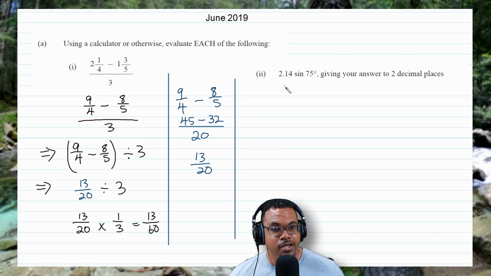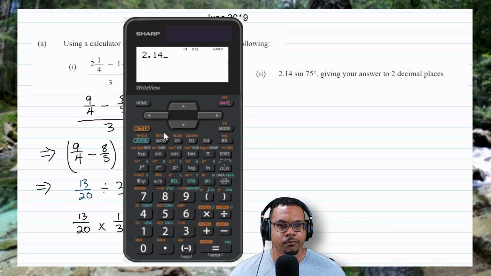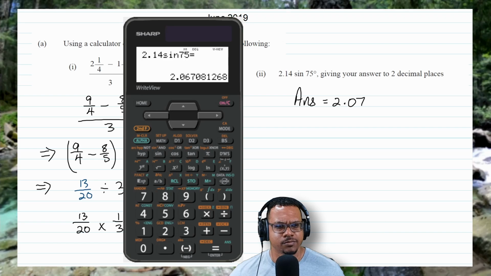All right, so for part 2, we had to work out what is 2.14 sine 75 degrees, and we have to give our answer to 2 decimal places. So I have to do this on the calculator. All right, so I'll be typing in 2.14. Make sure your calculator is in degrees. I'm going to type sine 75, like that, and let's press equal. So the 2 decimal places, this is 2 point, the 0 is our first, the 6 is our second, after that is a 7, so the 6 goes up by 1, so you have 2.07. All right, so your answer here is equal to 2.07 to 2 decimal places.